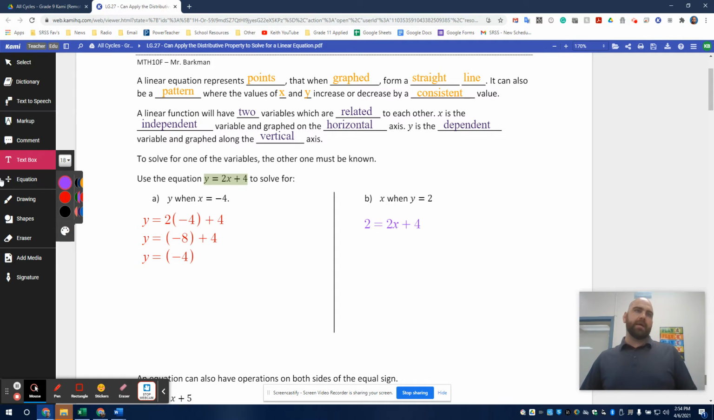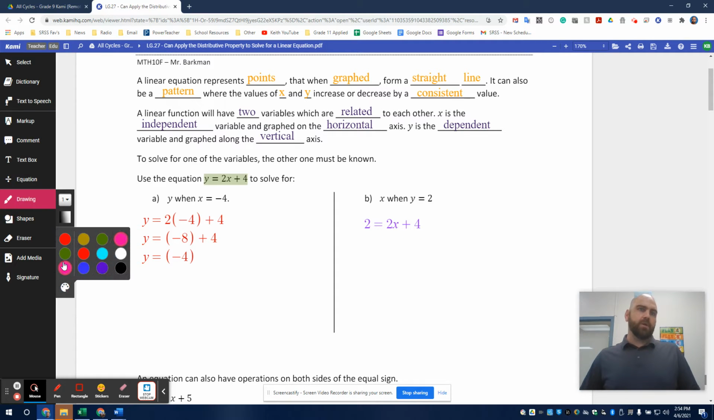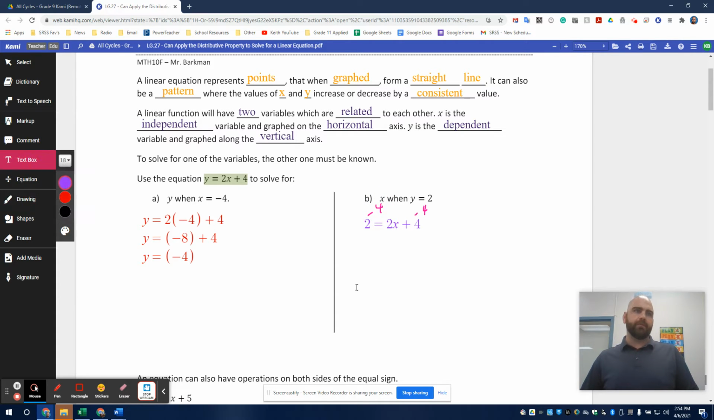Here we need to isolate the x. So what we're going to do is start off by getting rid of this 4, and we're going to subtract 4 from both sides. We need to subtract 4 from both sides of our equation.